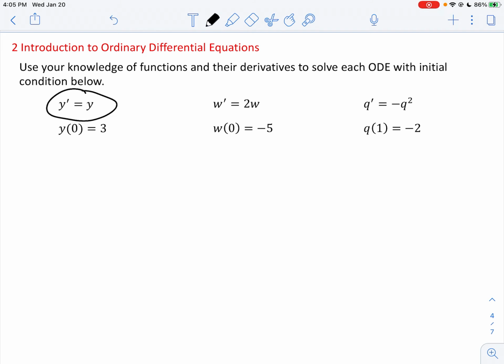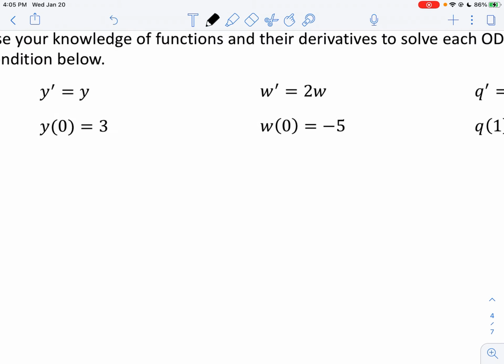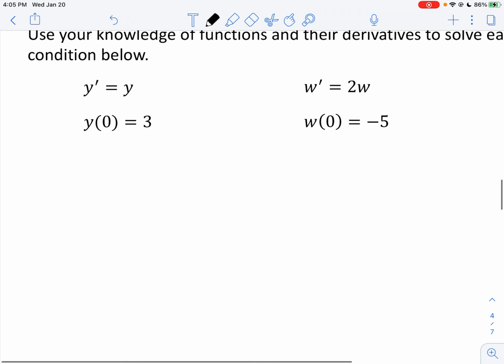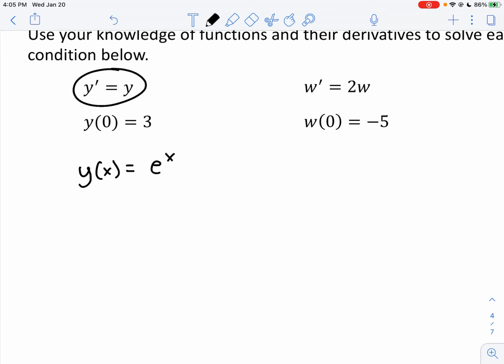And notice there is no independent variable mentioned here, so we can assume it's x, we can assume it's t, we can let the independent variable be whatever. It hasn't been specified, dictated or implied by the equation. So it seems like y of x, if it's equal to e to the x, then it will be true that y prime will be equal to y. The question though, is this the only solution?